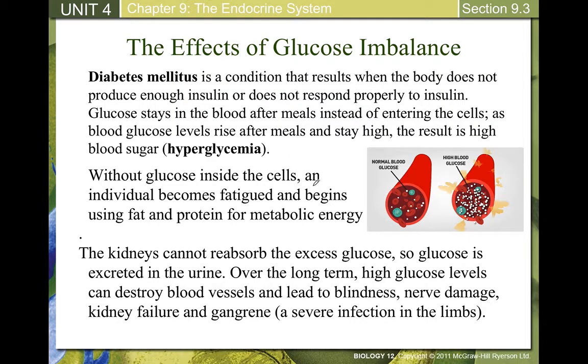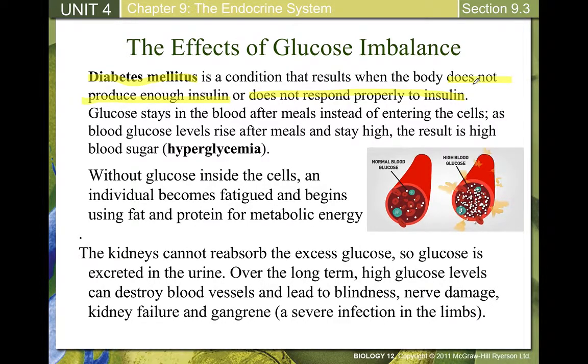So we are going to talk about one disorder that relates to the effects of glucose imbalance. And so we're going to talk a little bit about a disorder called diabetes. Okay, and specifically it's called diabetes mellitus. It's basically a condition that happens when the body either does not produce insulin, okay, and we'll talk about that, it's called diabetes type 1, or it doesn't respond to the insulin that it is producing, right? And that's going to be the type 2 type of diabetes.